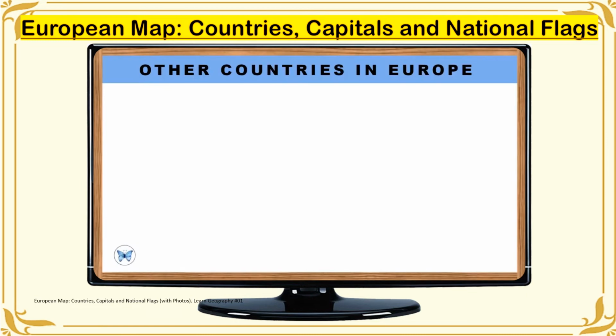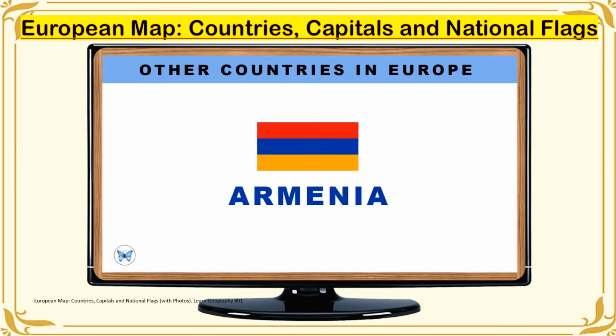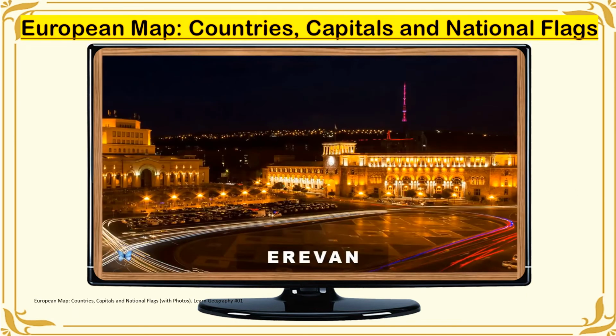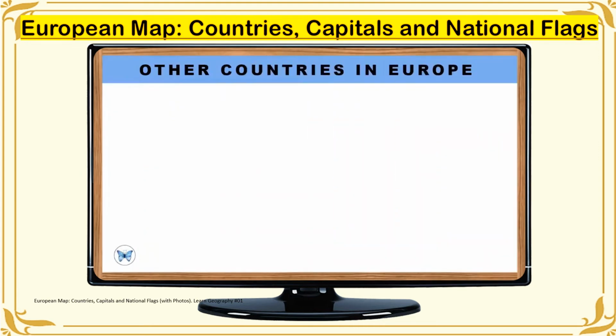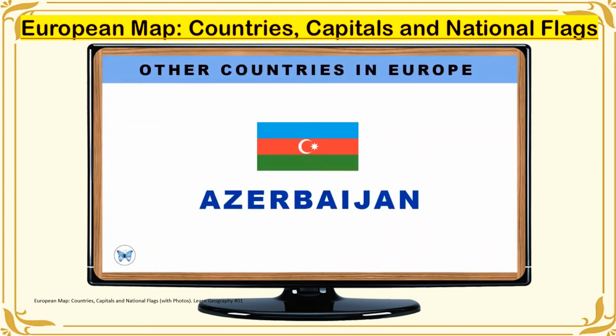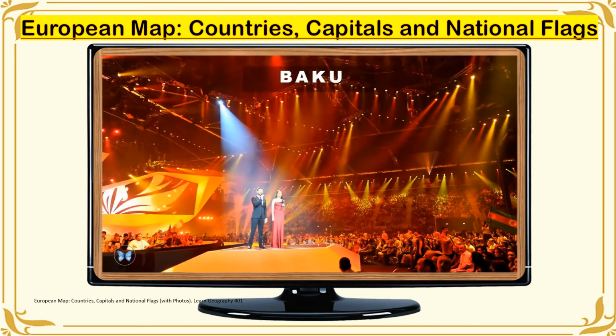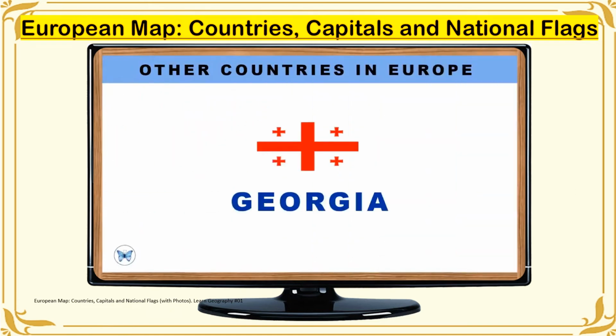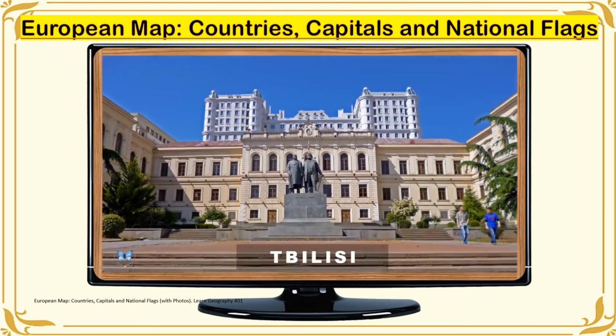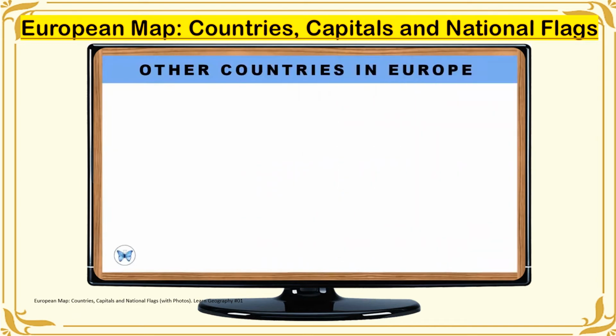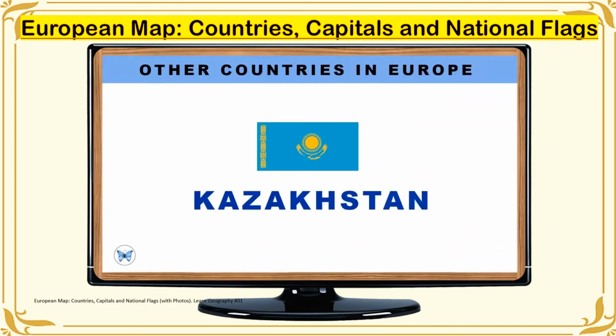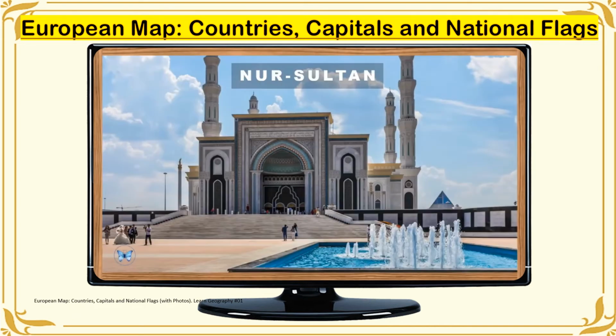Other countries in Europe. Armenia. The capital is Yerevan. Azerbaijan. The capital is Baku. Georgia. The capital is Tbilisi. Kazakhstan. The capital is Nur Sultan.